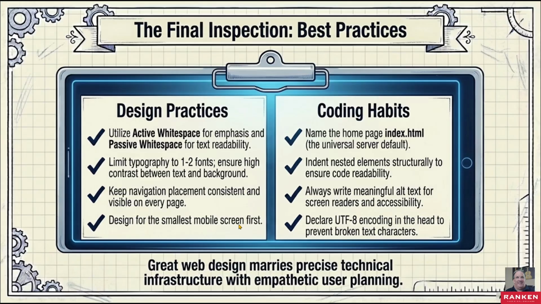The final inspection, best practices. Okay, so design practices and coding habits. So for design practices, utilize active white space for emphasizing, and passive white space for text readability. So that all depends on, when you're coding, sometimes you want to have spaces in some areas. You want to have it in a certain format so it's easy to read, right? So you want to do that. You don't want to cram everything together so it can't be read, right?